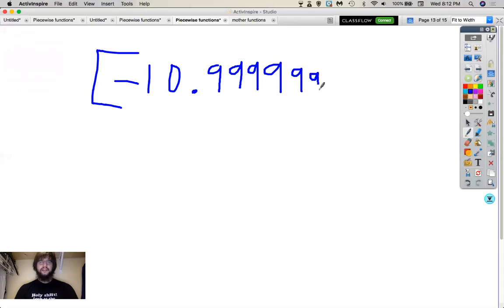I forget how many nines I said. Let's go with that many nines. What is the biggest integer that is less than or equal to -10.9999999?